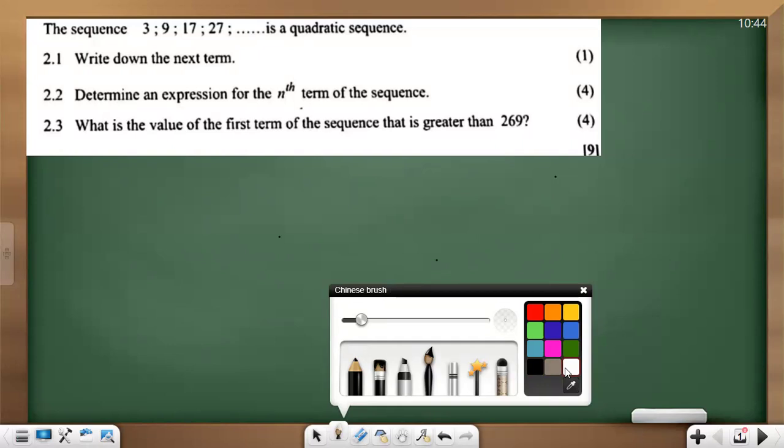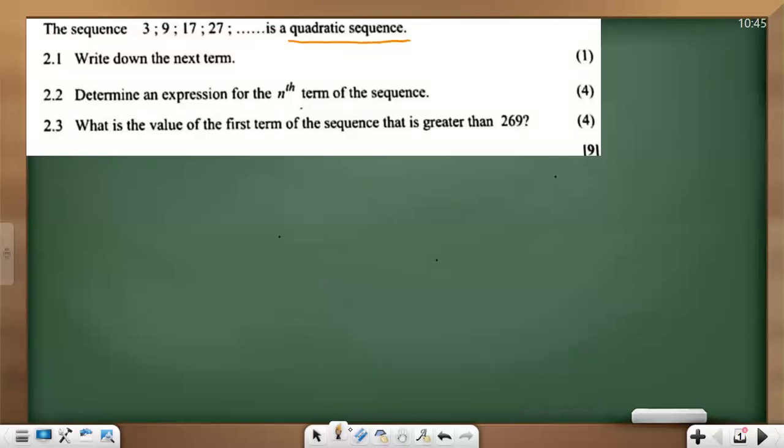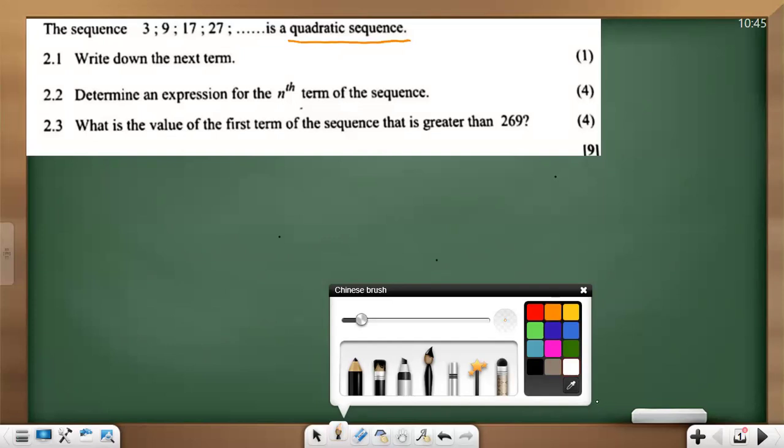The sequence 3, 9, 17, 27, it is a quadratic. My dear people, here is your keyword. It is a quadratic sequence. What do we know about the quadratic? It is two difference. All right.